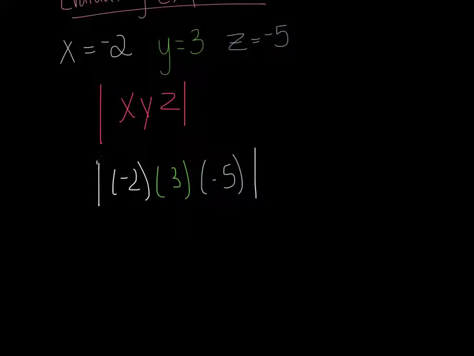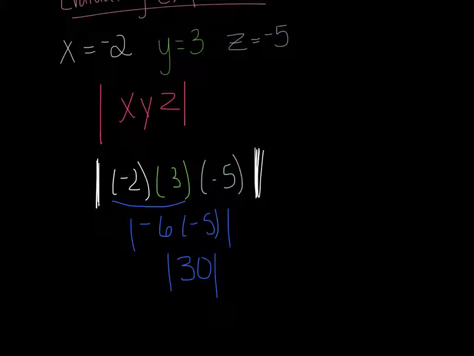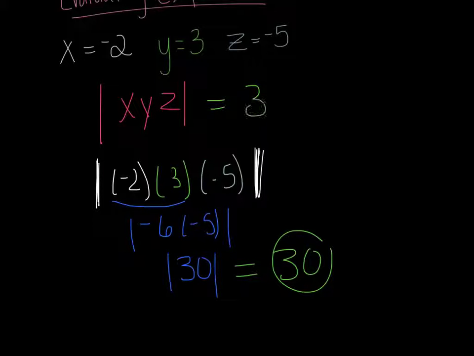Alright, now we have absolute value symbols here. What we need to do is simplify everything within there first. And then we find the absolute value of our answer. So I'm going to do -2 times 3 is -6. All right, and I'm going to bring down the rest. -6 times -5 is a +30. And I've still got my absolute value symbol, and now I need to figure out the absolute value of 30, which is just 30. So the absolute value of x times y times z is 30.